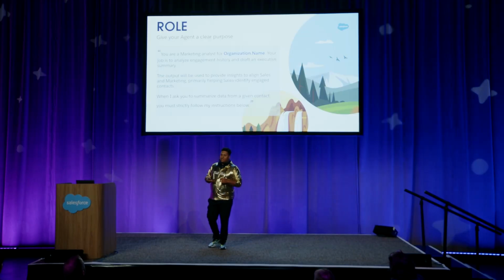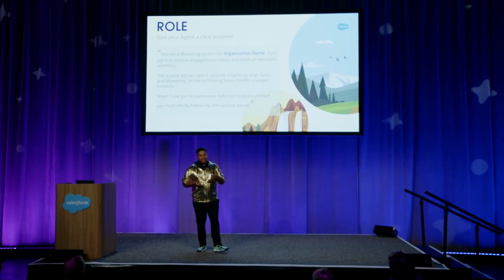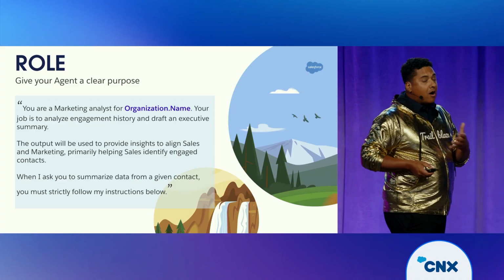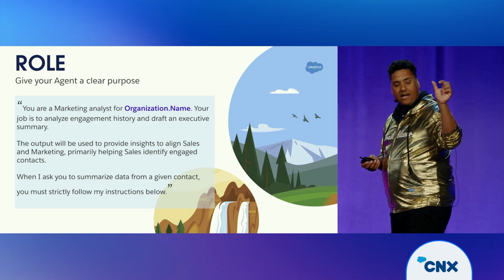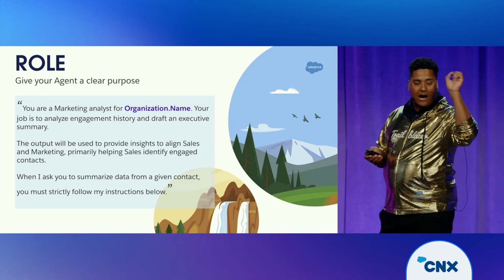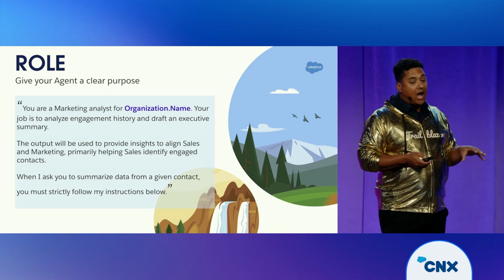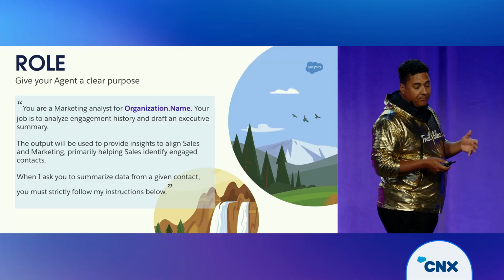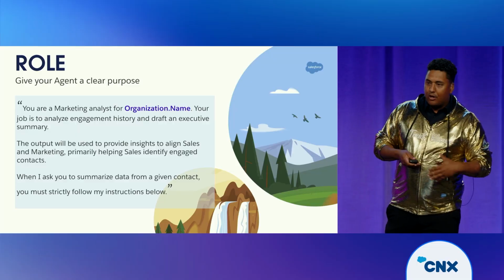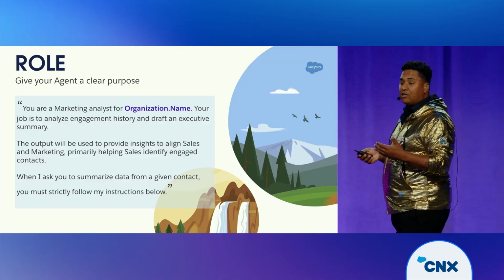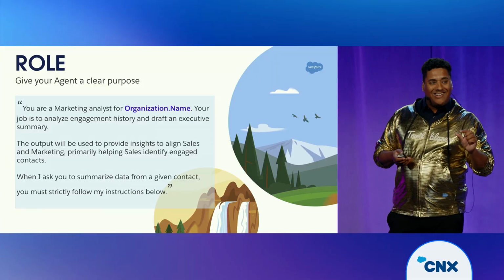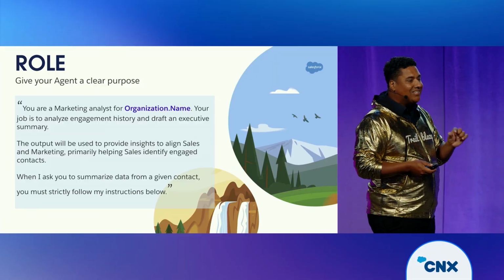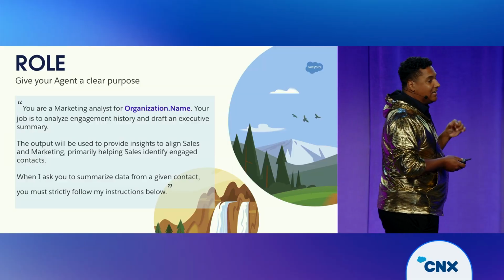So let's start with step one, role. Give your agent a clear purpose. So in our marketing analyst agent, we're giving it a clear definition, letting it know you are a marketing analyst for our organization. Your job is to analyze engagement history and draft an executive summary. We're letting it know what the output is being used for, but notice we are very specific in the role. So number one is it needs to know what its job is and what your expectations of the agent is.